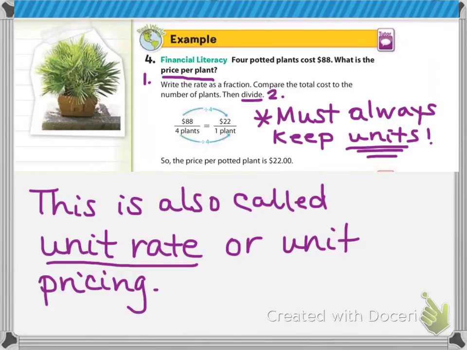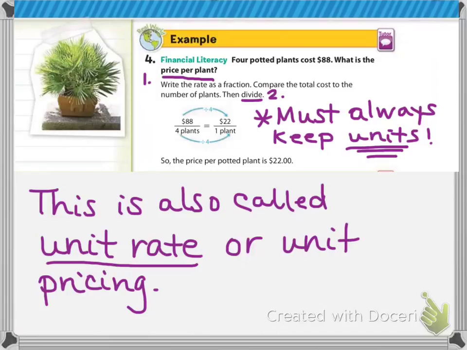All right, next we're going to talk about unit pricing and unit rates. Okay, since we're talking about money here, this is going to be specific to unit pricing. We're trying to get the price per unit. So example 4 is a problem with 4 potted plants, cost $88. What is the price per plant, or what's the unit price? So again, your first step, write the fraction with the unit. So you've got $88 per 4 plants.